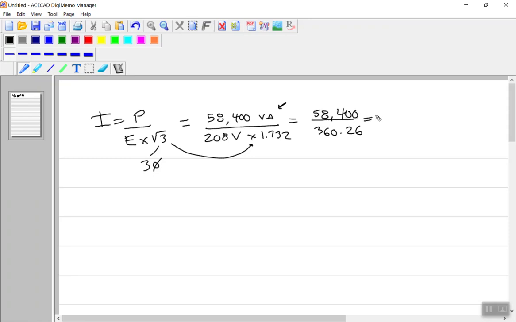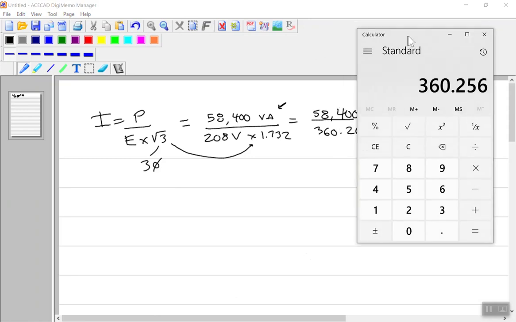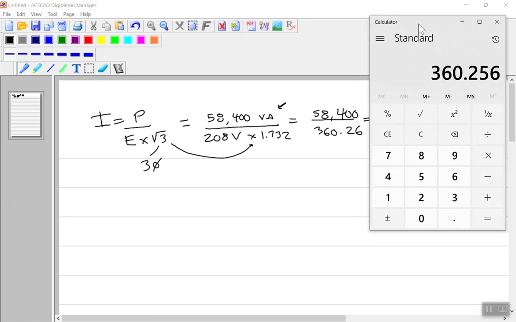And on the top we still got our 58,400. And just take it nice and slow on these, you guys. When you're doing your math, double check, triple check, quadruple check, because once you solve it, you don't want to go back and solve it again. That would be a big waste of time, and it's a time test. There's not enough time for that, right? So 58,400, make sure it's correct in your calculator, divided by 360.26, and then we get the 162.